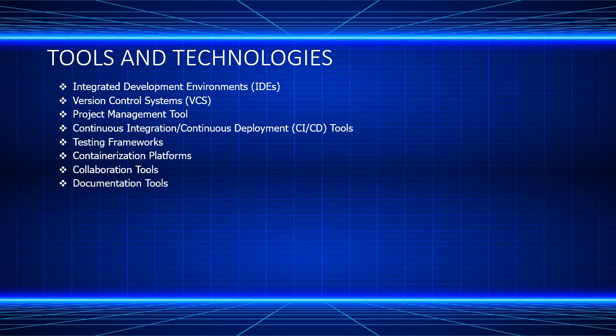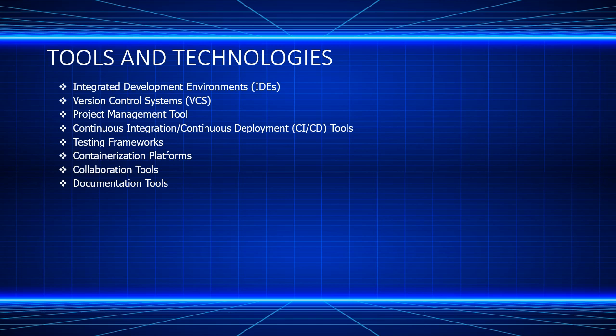Project management tools. Examples: Jira, Trello, Asana. Project management tools aid teams in planning, organizing, and tracking project tasks, milestones, and deadlines, fostering communication and collaboration among team members. Continuous integration/continuous deployment, CI/CD, tools. Examples: Jenkins, Travis CI, Oracle CI. CI/CD tools automate the build, test, and deployment processes, enabling teams to deliver software updates quickly and reliably, thereby improving development efficiency and product quality.